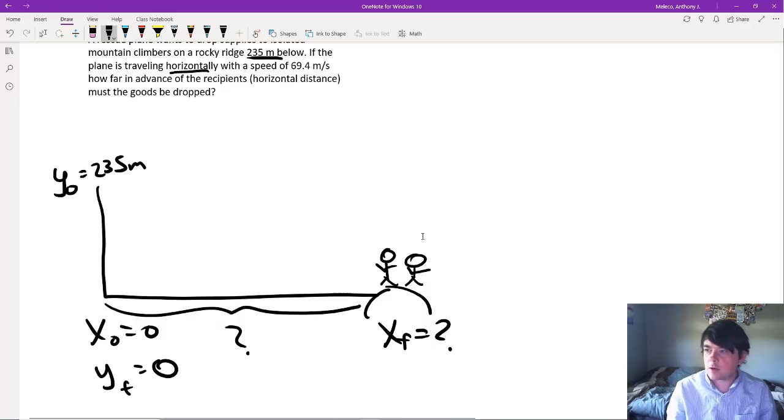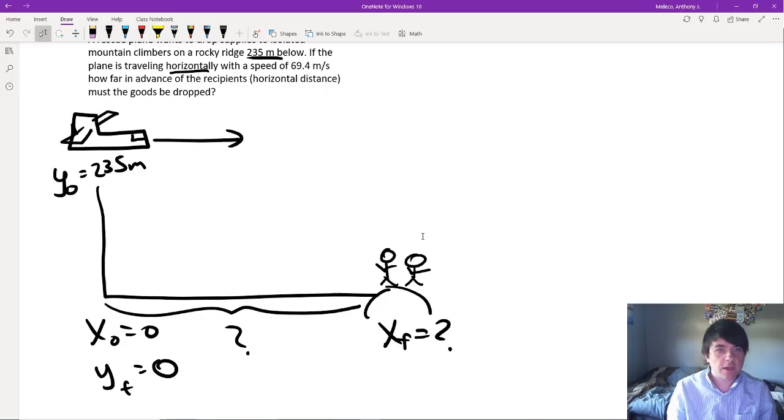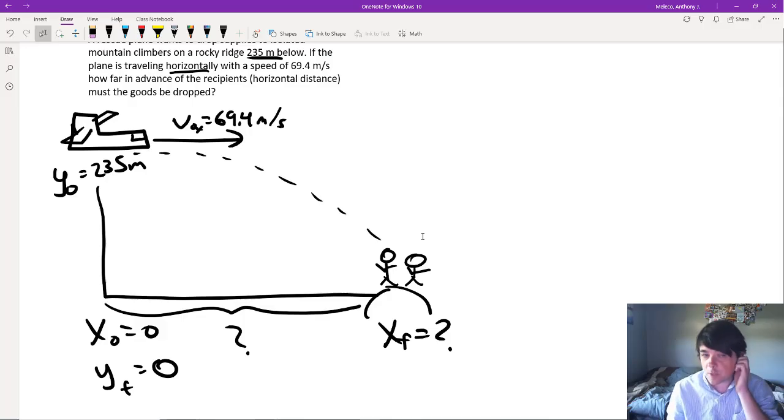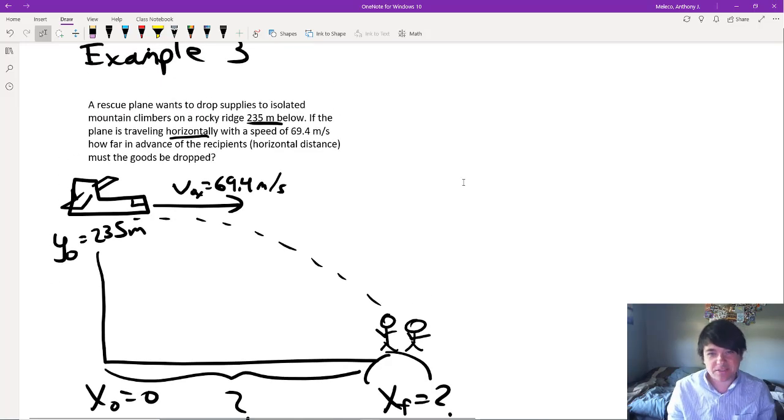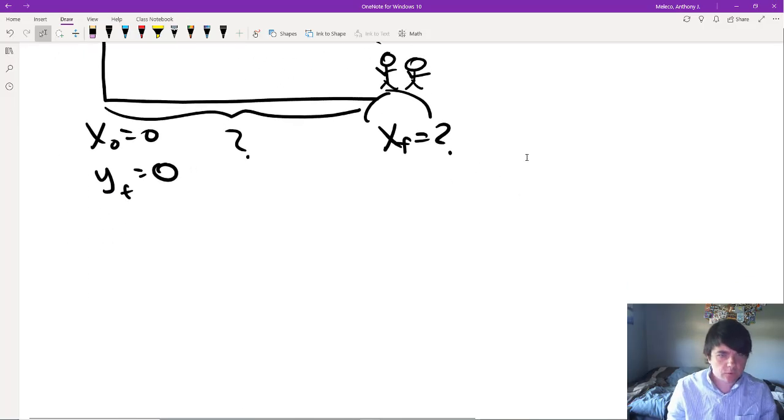We've got a plane that's moving this way at 69.4 meters per second. It's going to drop off supplies, and that'll be a trajectory like that. What else does it tell us? We don't know anything about time.